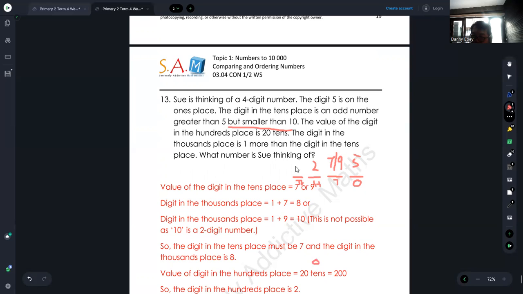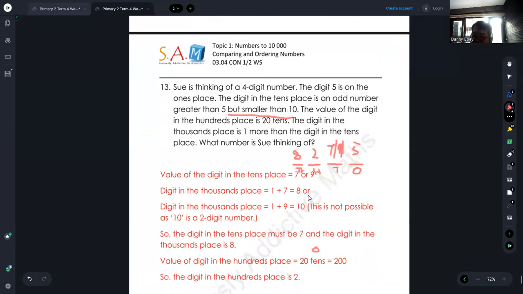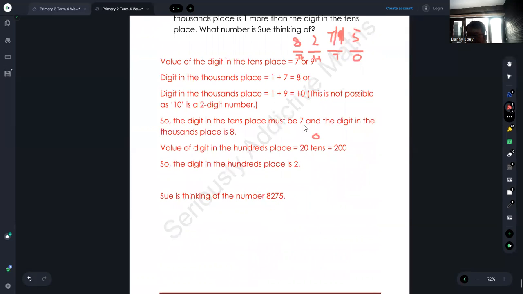And then after that, the digit in the thousands place is one more than the digit in the tens place. So what does that mean? One more. Can it be 9? If 9 is one more, it becomes 10, right? Then it's wrong already. So the only possibility is 7. Hence, 8,275. So 9 is out. I think you better take them through this question because it's a bit challenging.